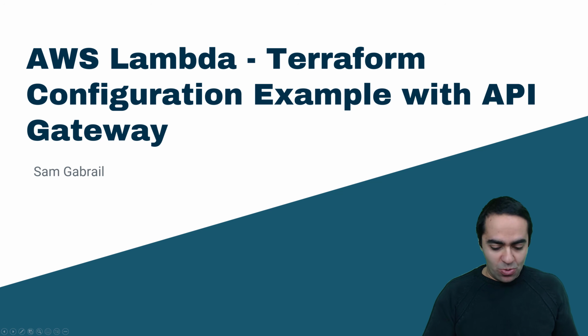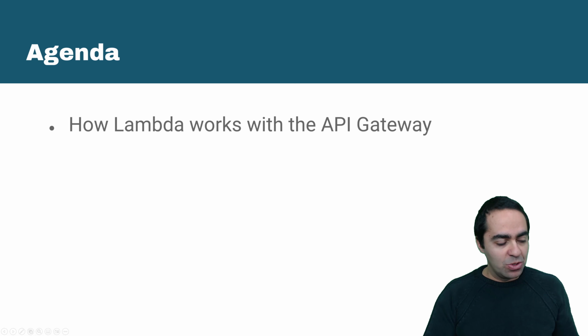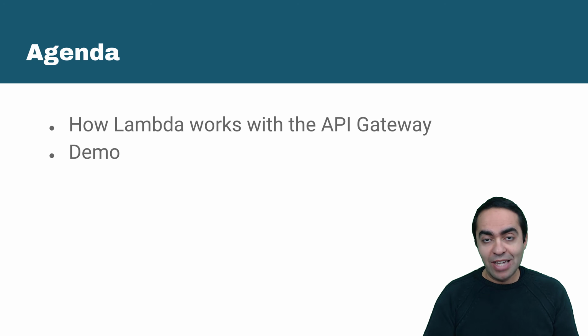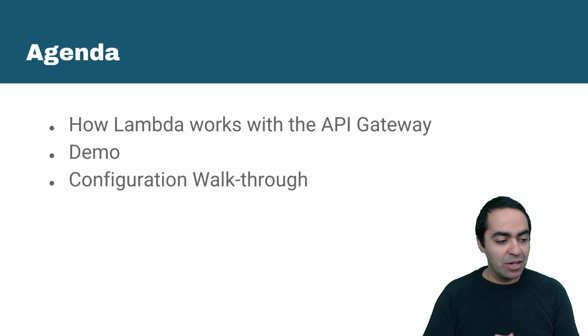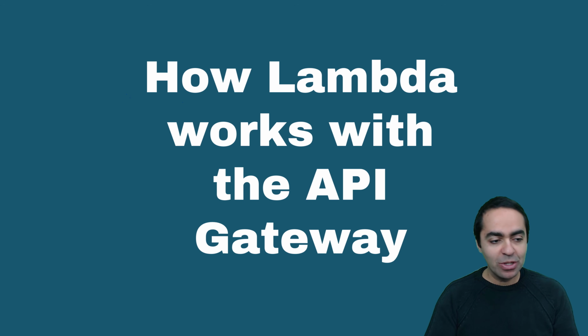All right, so what we're going to do here is we are going to see how Lambda works with the API gateway. We're going to show a demo of how this is all going to get built using Terraform. And then we're going to spend some time going through the configuration to see how all the magic works. So let's go ahead and figure out how Lambda works with the API gateway.